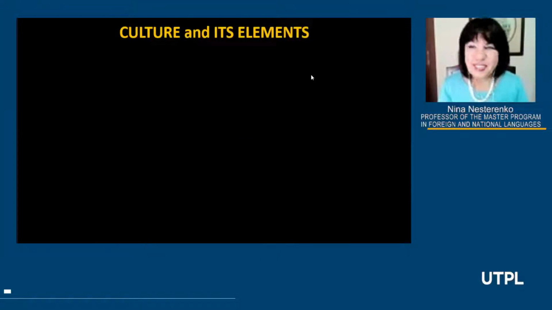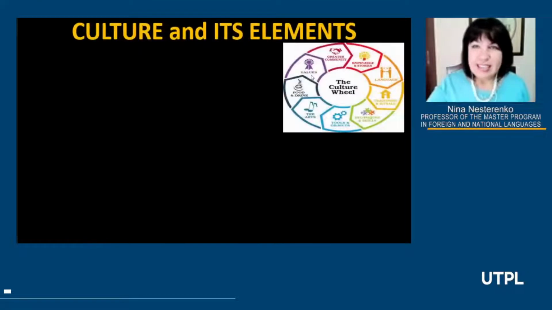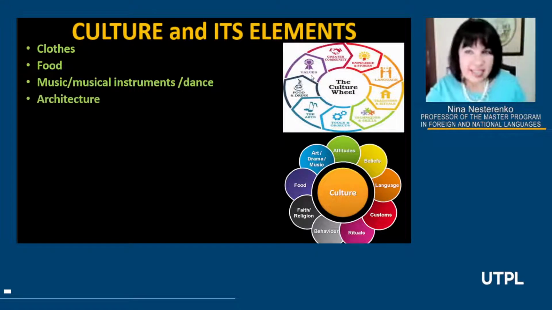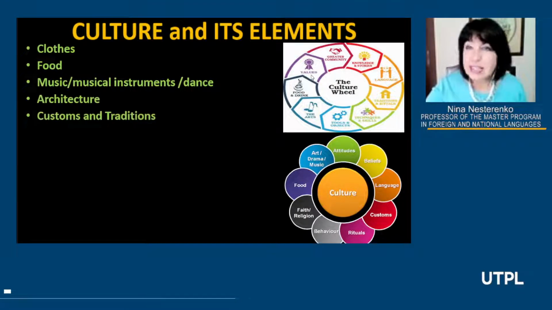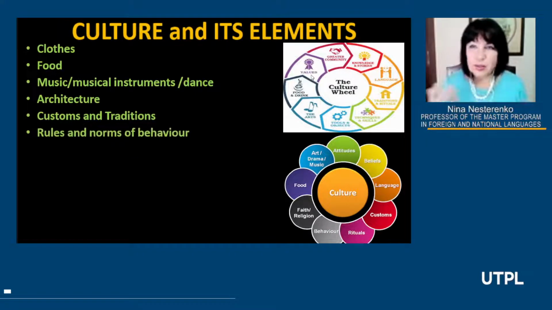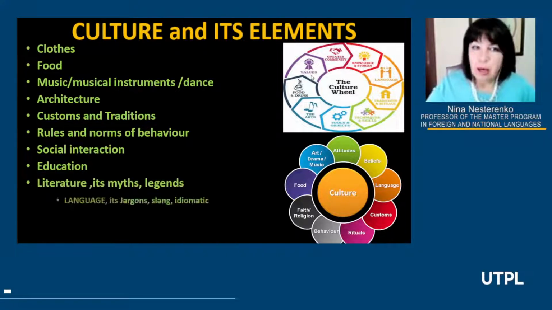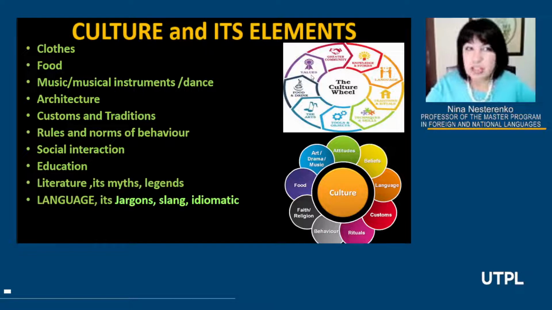So as you could see, I told you that everybody knows what culture is, but how can we define it? It has lots of components and elements. Here we have elements like clothes, food, musical instruments, dance, folk, architecture, buildings, customs, and traditions. We also identify ourselves as belonging to a culture by the traditions we use and the rules and norms of behavior. And obviously also social interaction, how people interact with each other, and education. It also comprises literature, myths, legends, and language. Language is actually the outermost representation of a culture.